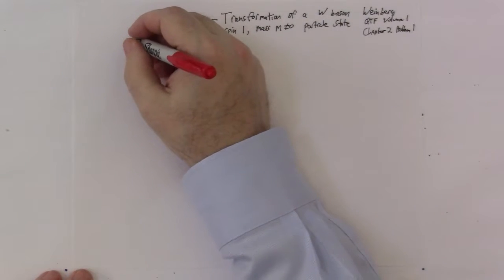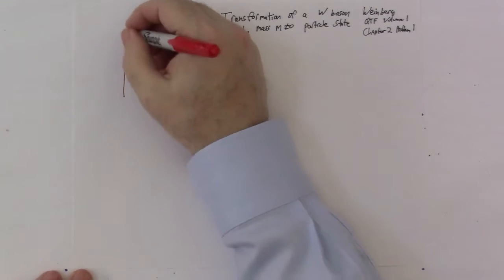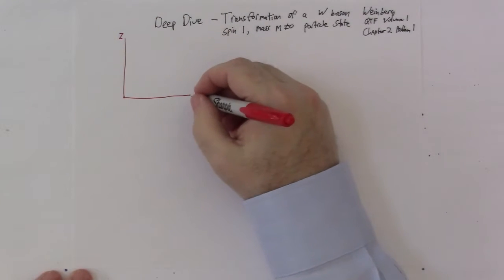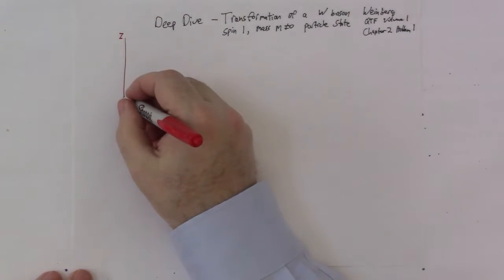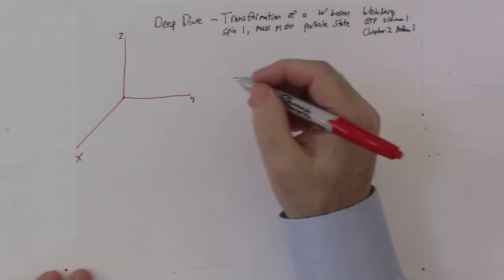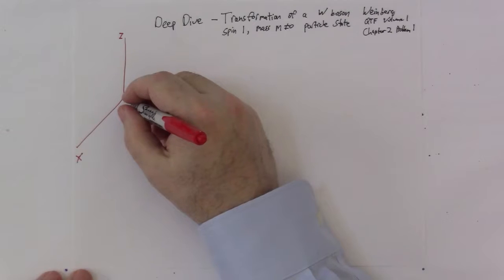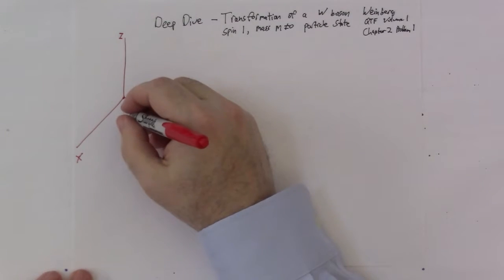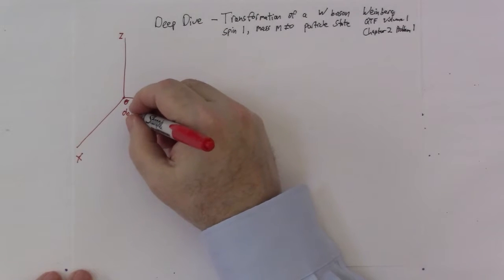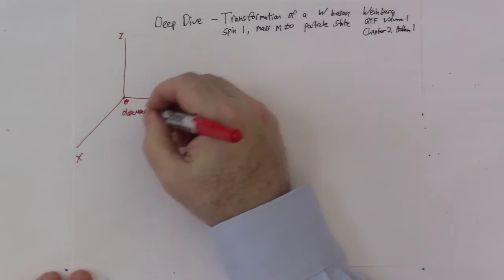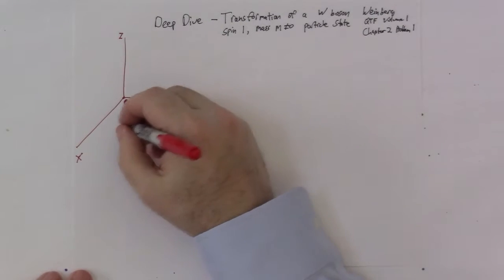So let me draw a diagram just to make clear what's going on. You have a z-axis, y-axis, and an x-axis. And this is the origin, and I'll call this O, because this is the observer O's reference frame.